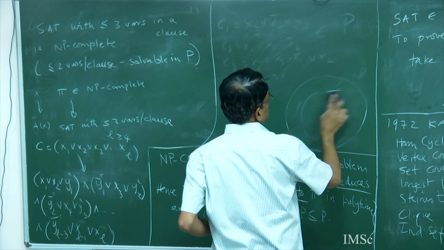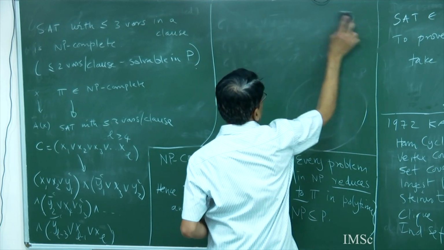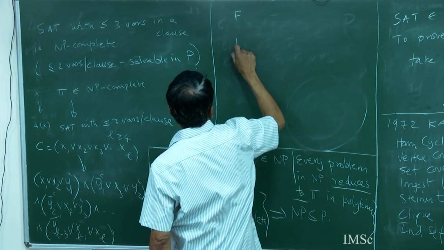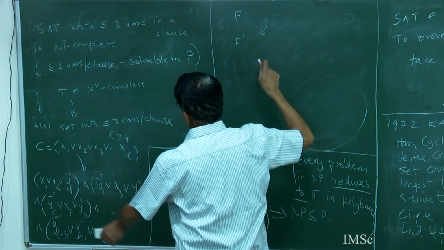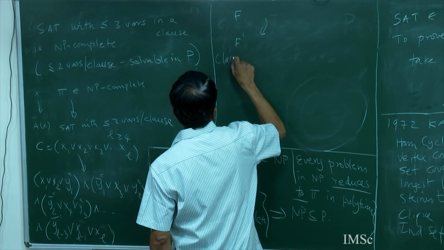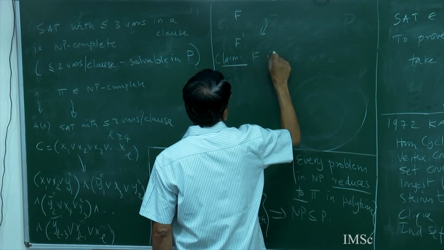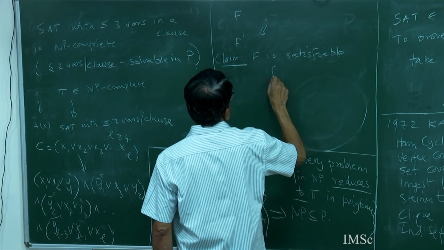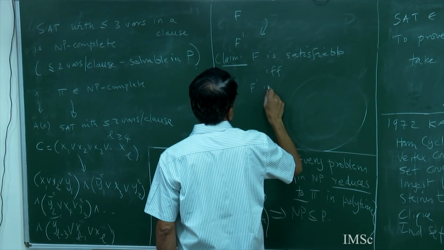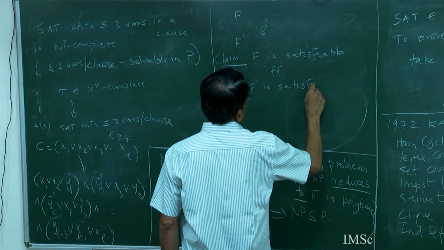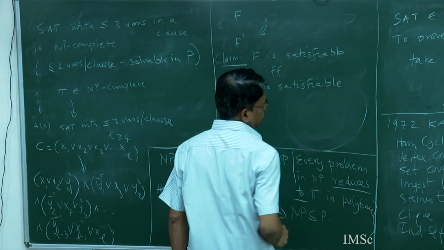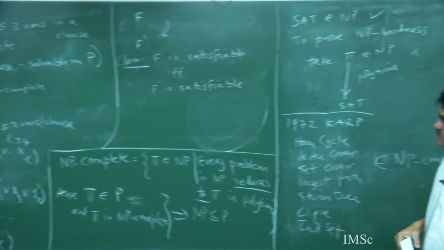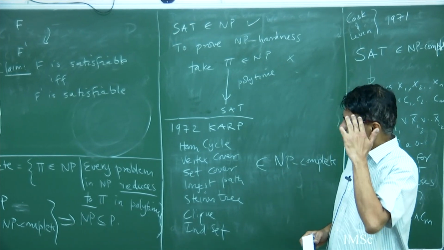What do I have to prove now? Yes, what is the if and only if? So, let us call the original formula f, and f prime is what we get after this construction. The claim is that f is satisfiable if and only if f prime is satisfiable. Okay. So, let us try and prove this, right.